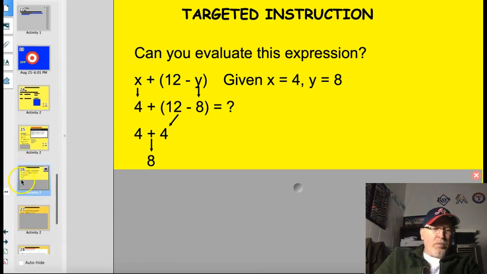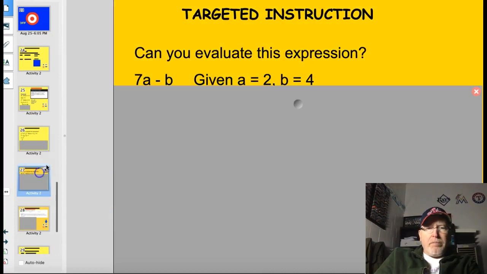All right. Here's some real simple ones I think I'll have you try. First one here. 7a minus b, given that a equals 2, b equals 4. Go ahead and think about that for a minute. Do you remember to put the parentheses around the a because it's right next to that 7? I hope so. All right, let's see how you did.